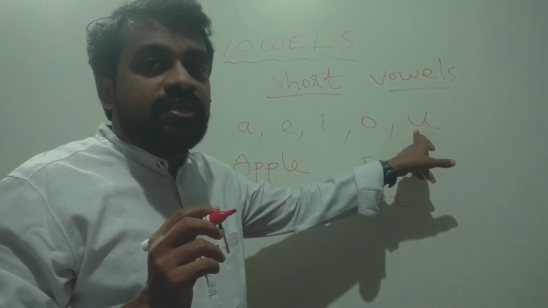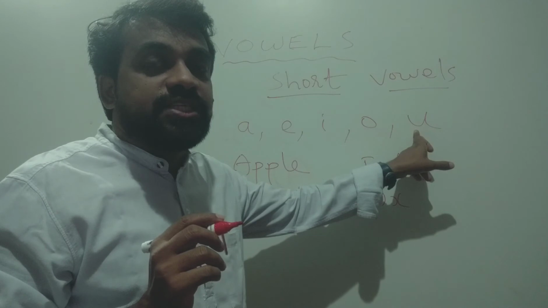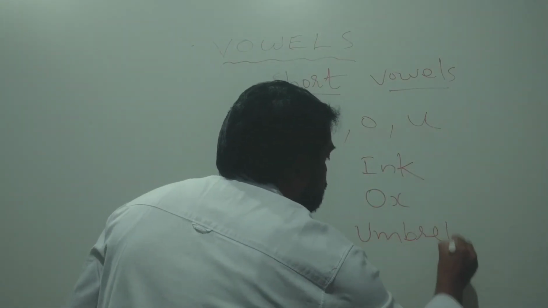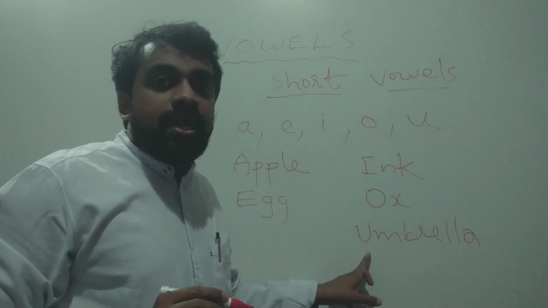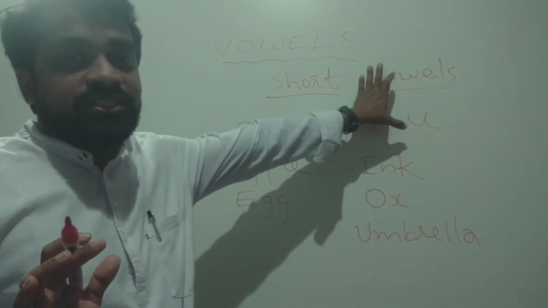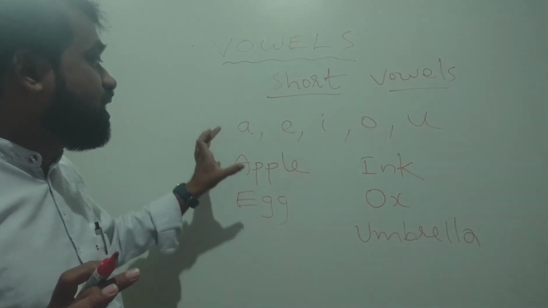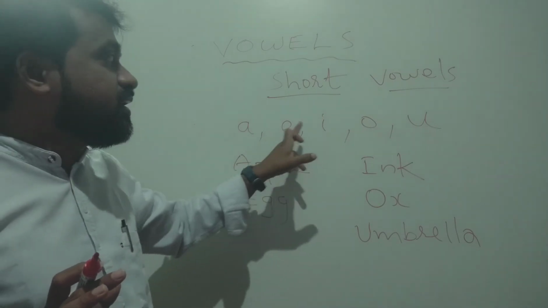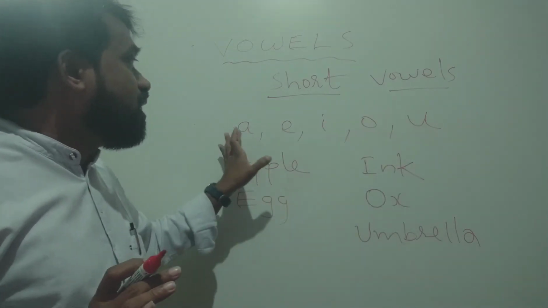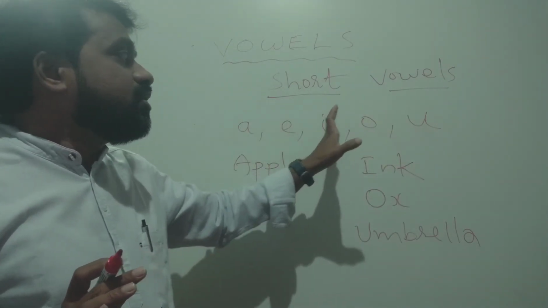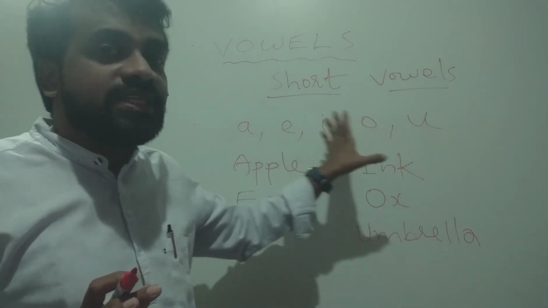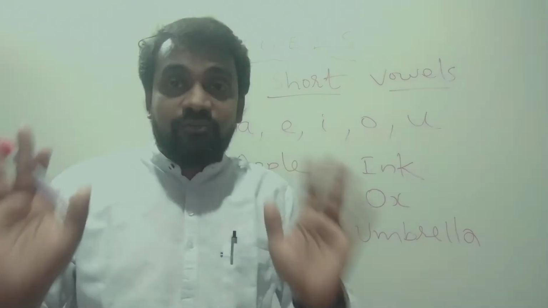Next, the last one is A. Its pronunciation is A, like umbrella, umbrella, umbrella. So these are the sounds of short vowels. Short vowel sounds are like this: A, E, I, O, U. Last one, umbrella. So these are the sounds of short vowels.